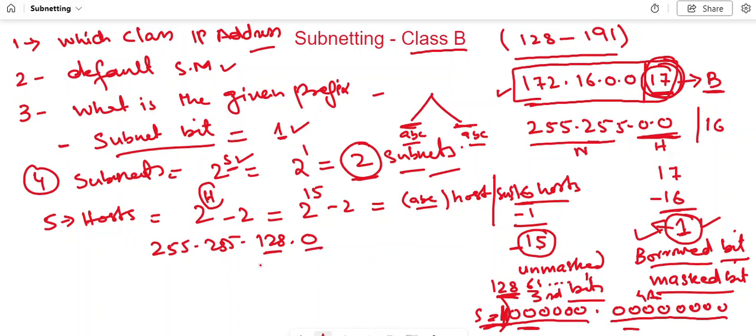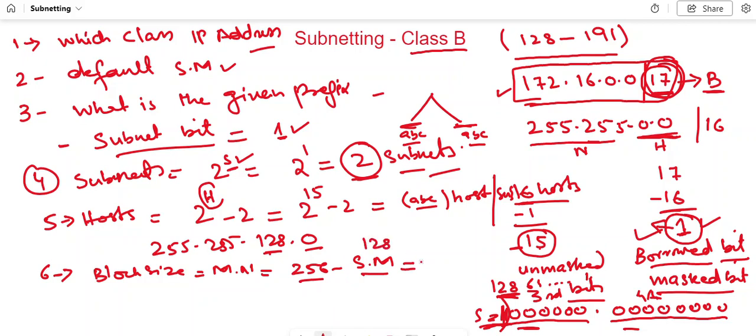All zeros are here. Now we will calculate what the first network address will be and what the second network address will be, as we have two subnets here. For that, in step number 6, we will calculate the block size or magic number value. The formula for the block size and magic number is 256 minus subnet mask. The subnet mask is 128, so we get 256 minus 128. 128 will be the block size value.